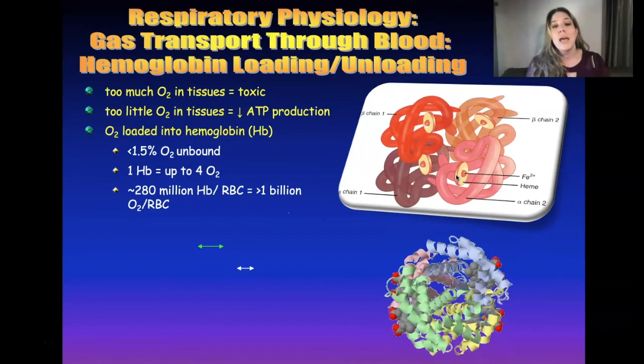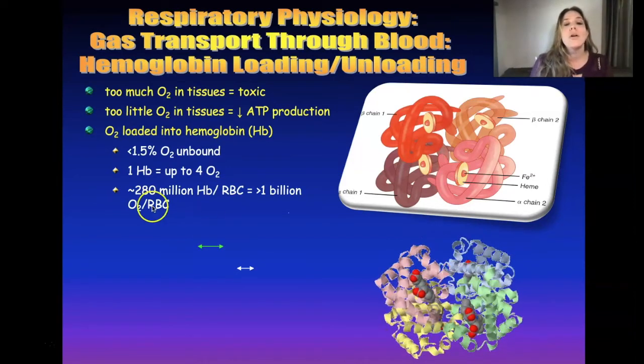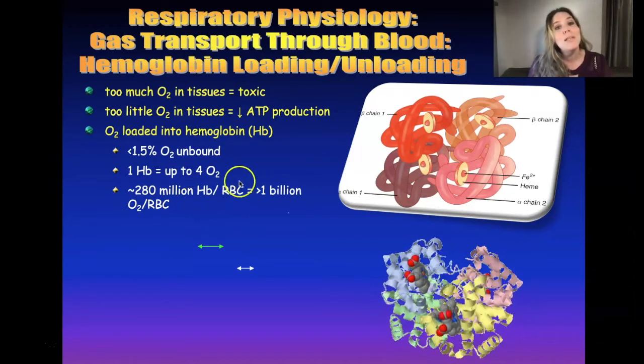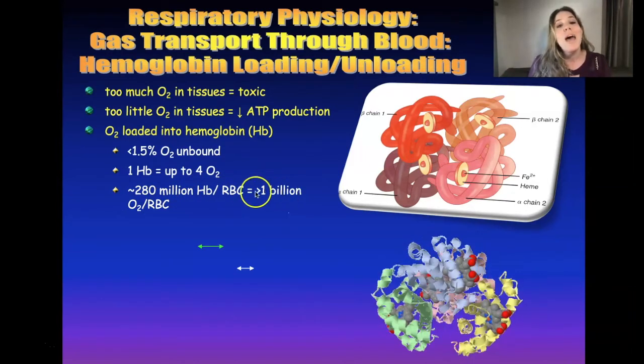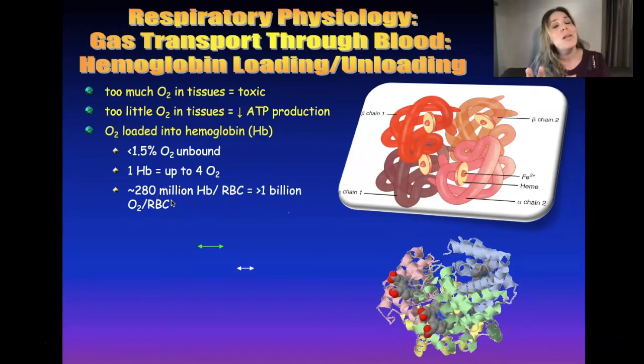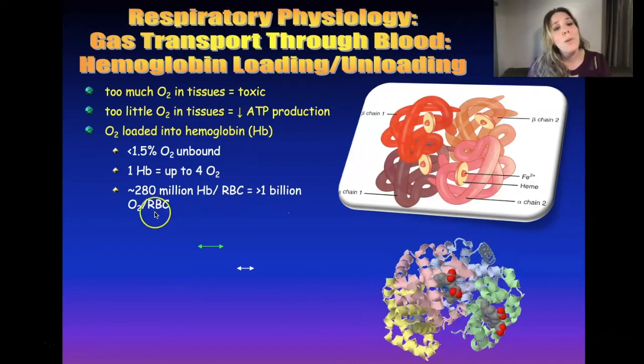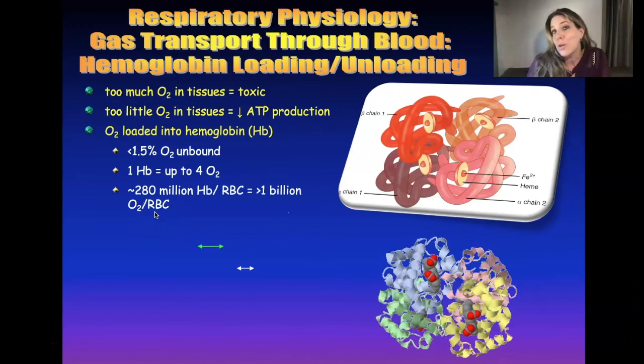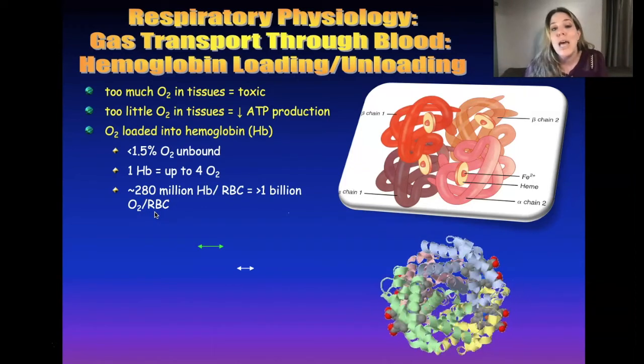Given that there's 4 irons in a hemoglobin, that means a single hemoglobin protein can hold up to 4 oxygen molecules. And when you add it all together, there's about 280 million hemoglobins per red blood cell in our body. Doing the math, that means that each red blood cell is going to hold over 1 billion oxygen molecules. That kind of boggles the mind, but gives you an appreciation for the need our tissues have for that oxygen.